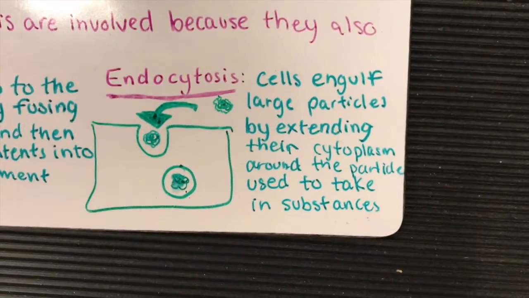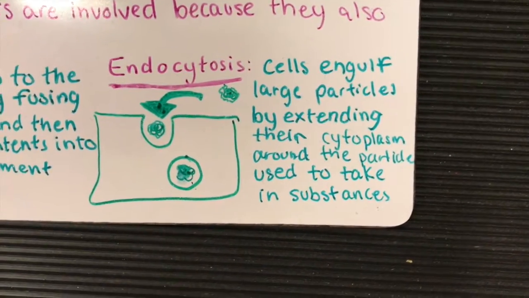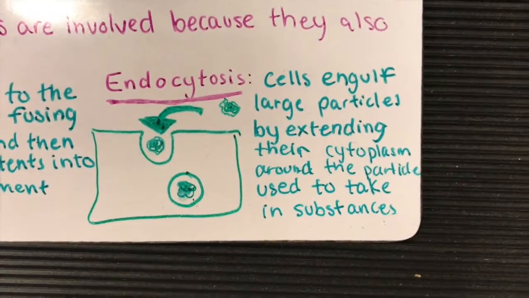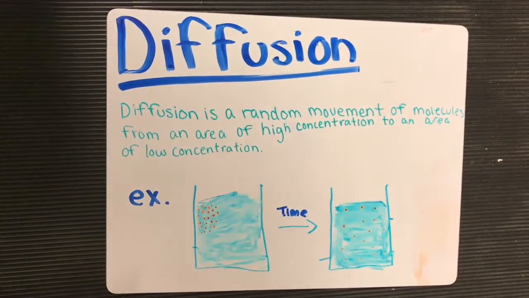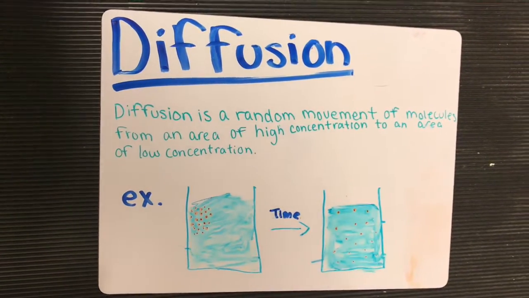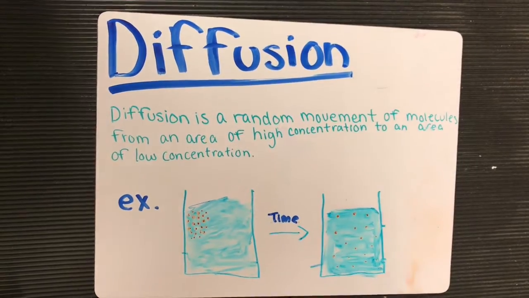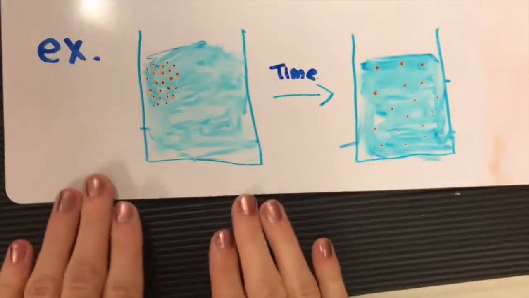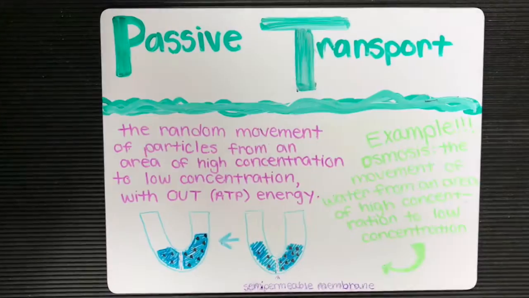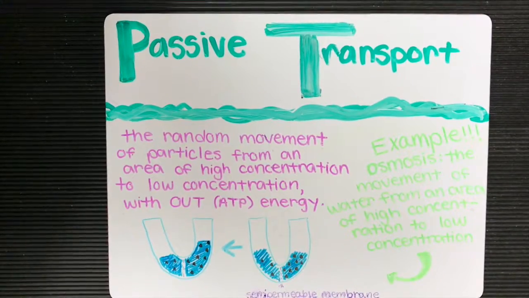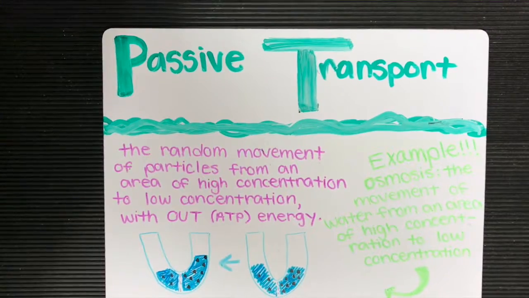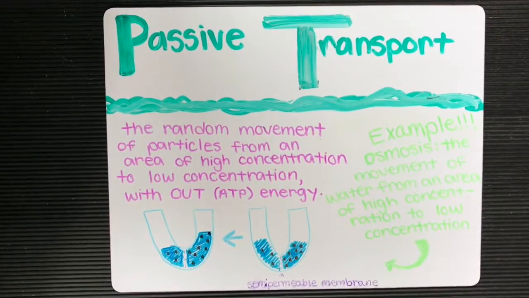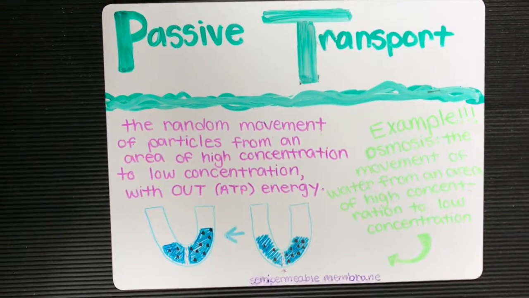Endocytosis is when cells engulf large particles by extending their cytoplasm around the particle, used to take in substances. Another example of passive transport is diffusion. Diffusion is a random movement of molecules from an area of high concentration to an area of low concentration. And here's your example. Another way substances pass in and out of the cell is through passive transport, which is the random movement of particles from an area of high concentration to low concentration without ATP energy.